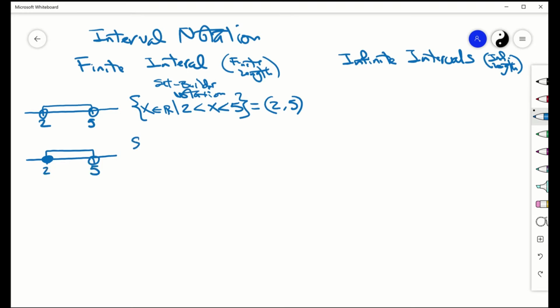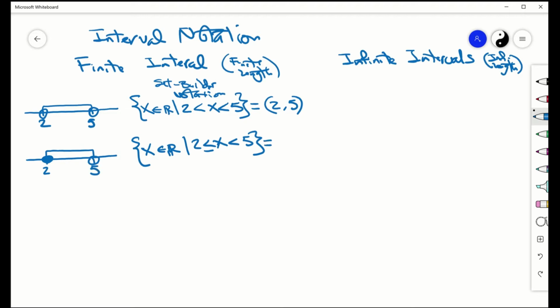So notice that the set builder notation for this will be all x belonging to R, such that the only thing that's going to change here is the first inequality is going to turn into less than or equal to. When it's just less than, that's called a strict inequality. This is a non-strict inequality. So we get 2 less than or equal to x, less than 5. Notice the inequality on the right side doesn't change because we still don't want 5 to be included in the set we're considering.